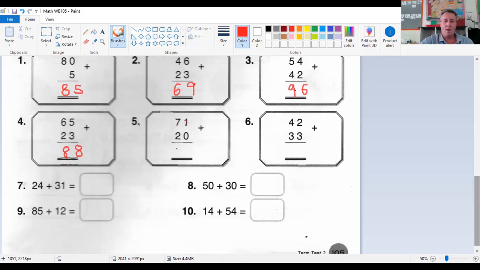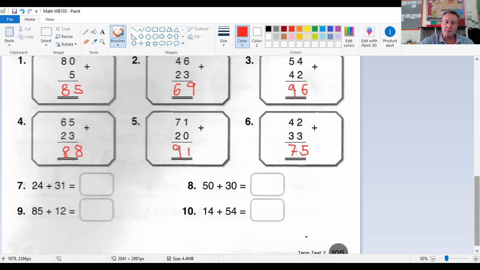1 plus 0 is 1. 7 plus 2 is 9. How do we say this number? 9 tens, 91. Now last one for vertical. 2 plus 3 is 5. 4 plus 3 is 7.